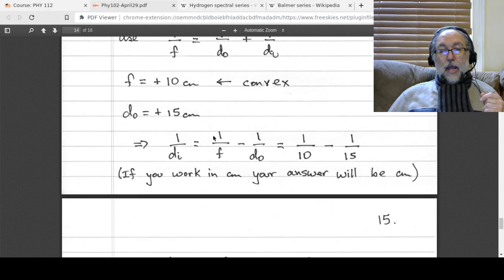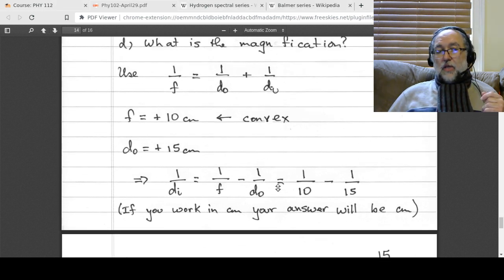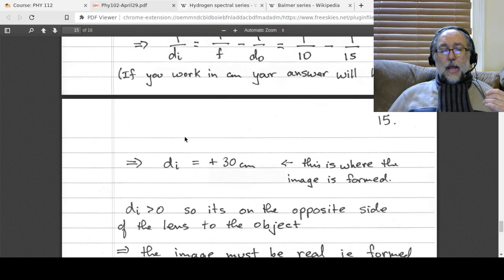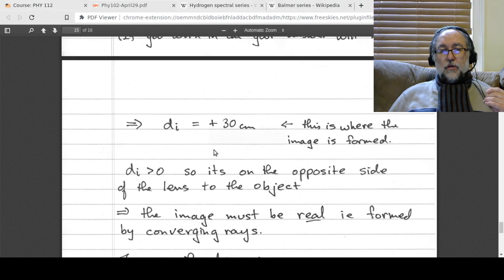And I also say there, look, you don't have to convert to meters, because if you plug in centimeters here, you're going to get out centimeters. Just plugging this through on your calculator, turns out that di is going to be positive 30 centimeters. The fact that that's positive means that the image is on the opposite side of the lens compared to the object. So this is like our first case. And the image is on the opposite side of the lens, so the image must be real, meaning that it's formed by converging rays.